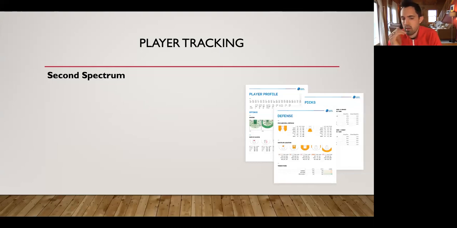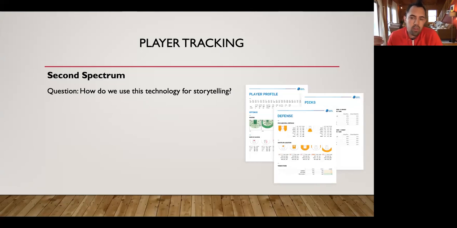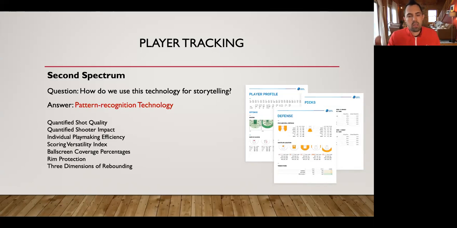So a company called Second Spectrum came along, and they said, how can we use this information for storytelling? What they wanted to do was put some powerful technology on the back end and train the computer to recognize patterns, and then we can talk about basketball more granularly. If we can recognize, for example, what a shot is, and we can recognize that the data point that is near the shooter is a defender, then we have now identified a contested shot.